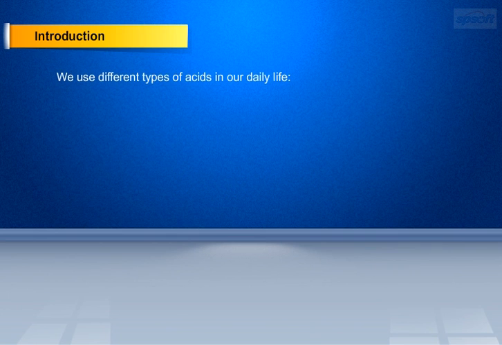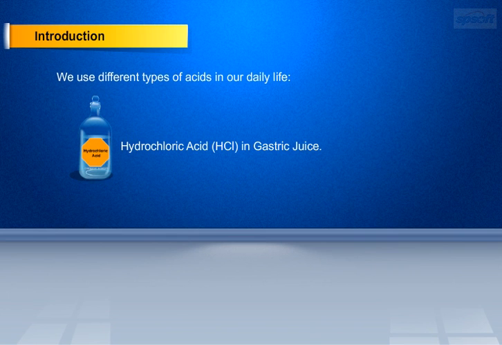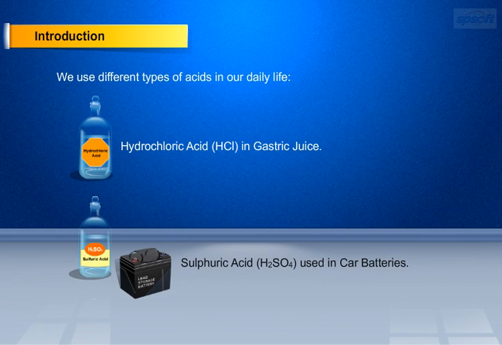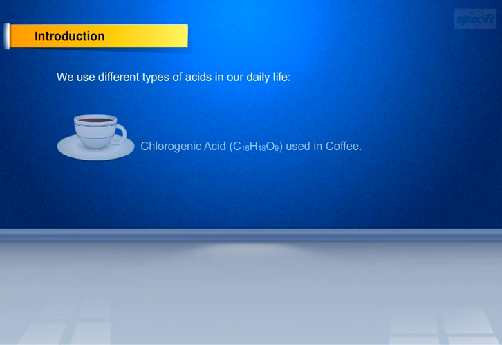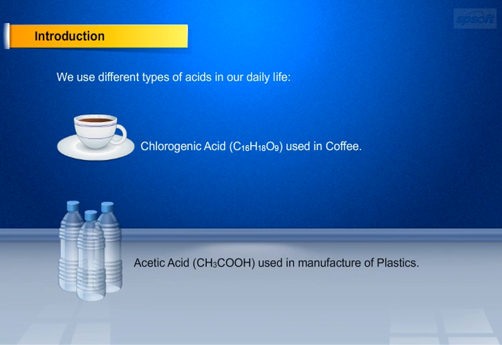Few examples for uses of acids are hydrochloric acid, that is HCl, is used in gastric juice. Sulfuric acid, that is H2SO4, is used in car batteries. Chlorogenic acid, that is C16H18O9, is used in coffee. And acetic acid, that is CH3COOH, is used in manufacture of plastics.